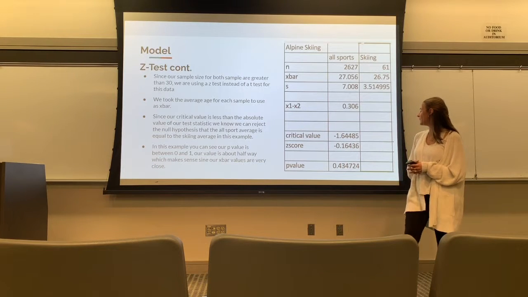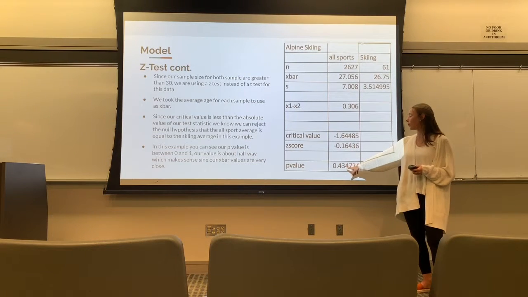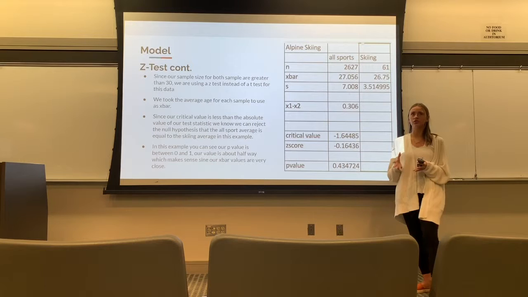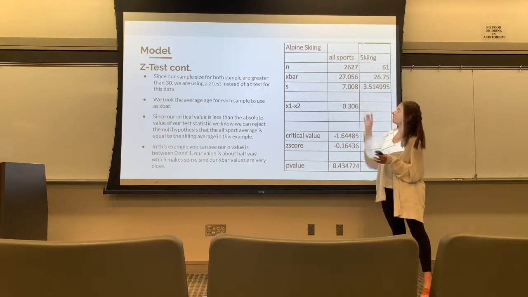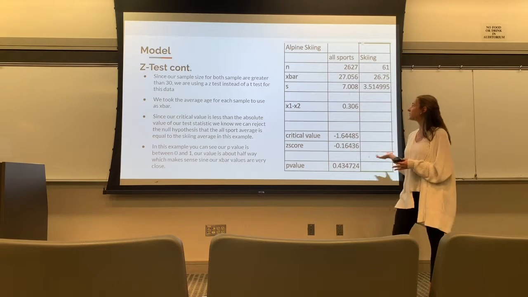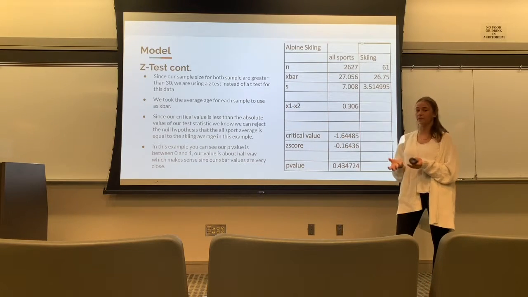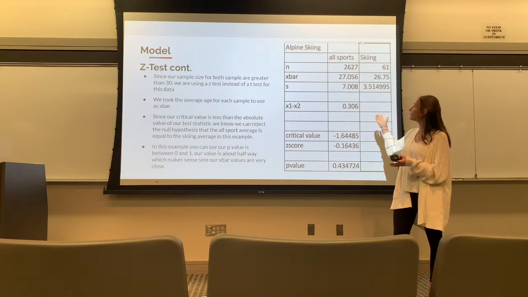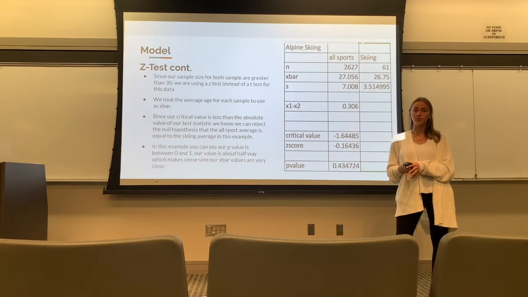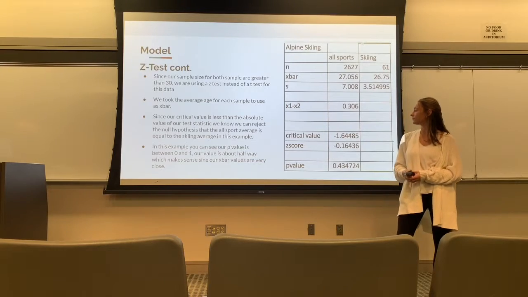And then you can see our p-value here is between 0 and 1, but it's not the best value to show our data, and we believe that is because our x-bar values for these 2 are very close in range. So in this example, it's kind of hard to find a significant proving factor that the data will always be different since the ages are so similar between these 2 data points.